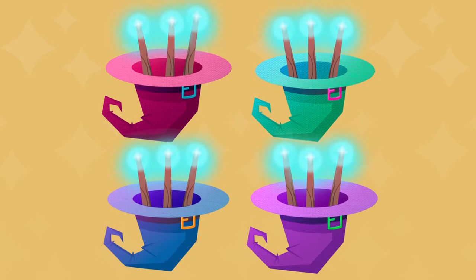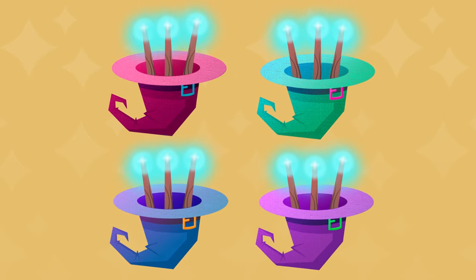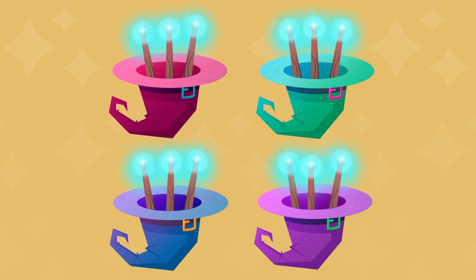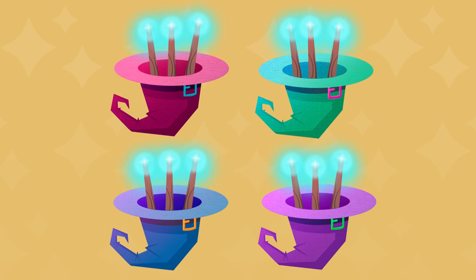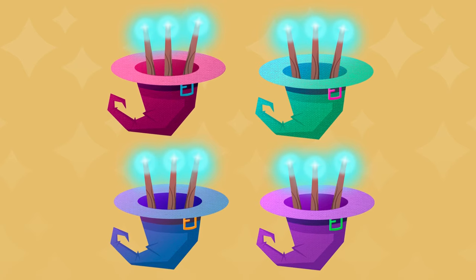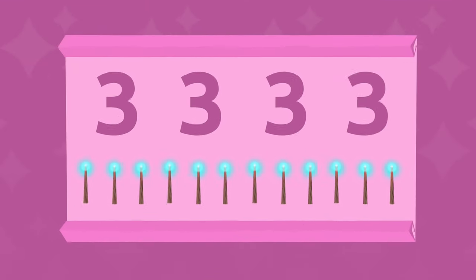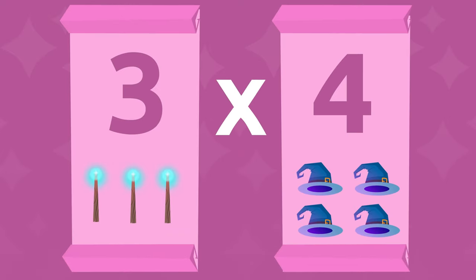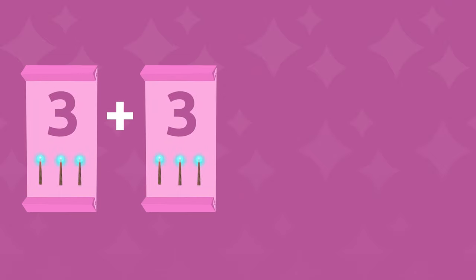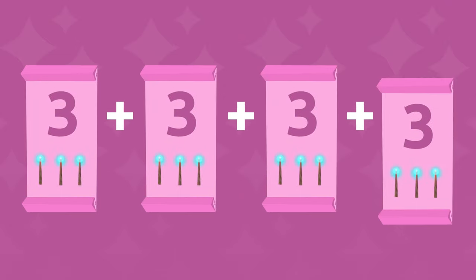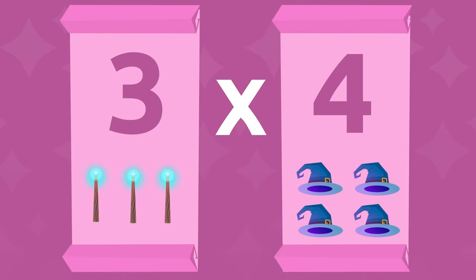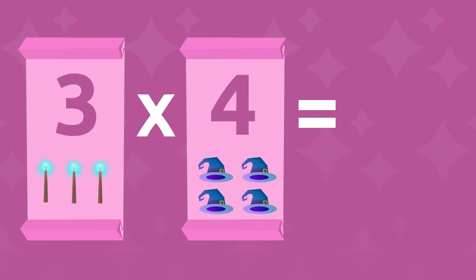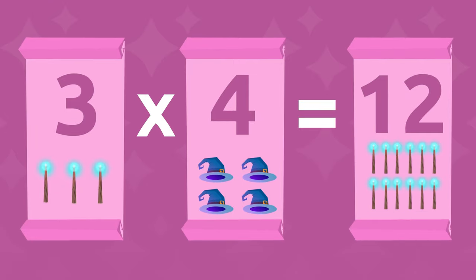As you can see, there are four hats and three wands in each one of them. In what way could we work out how many wands there are all together? We can try two ways, adding up or multiplying. Meaning, we can calculate it like this: three wands plus three more wands plus three more plus three more. Or three wands by four hats. Both ways will give us the same result, the number 12.